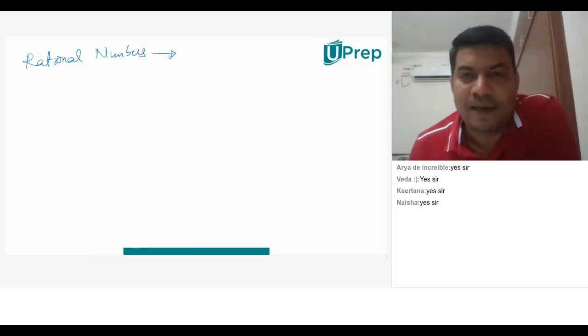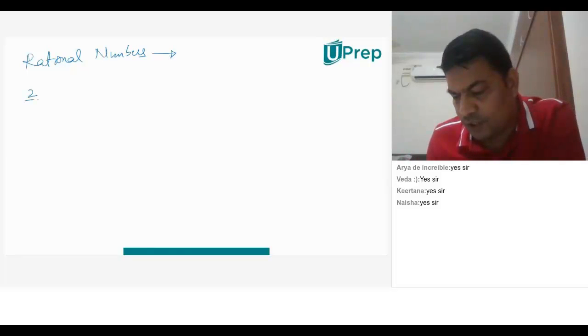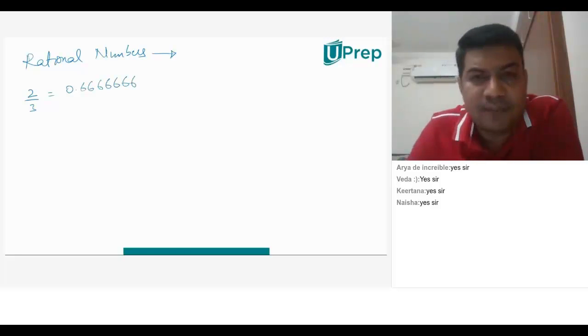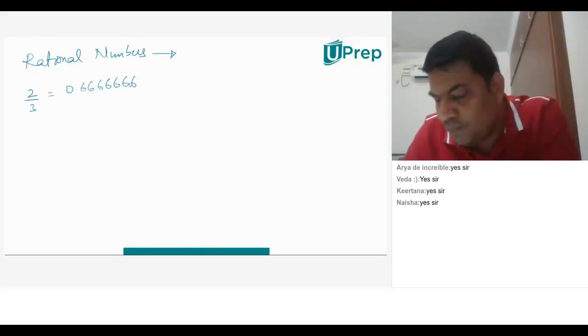The numbers which go after the decimal point continuously without stopping anywhere. Example? 2 by 3. Okay, very good. Let's take 2 by 3 for a moment. If you calculate the value of 2 by 3, you can see it is 0.6666666 and so on. So what happens? It continuously goes on without stopping, so we use a bar in place of it.